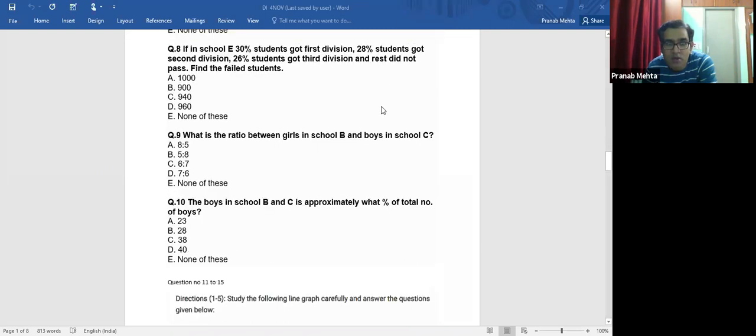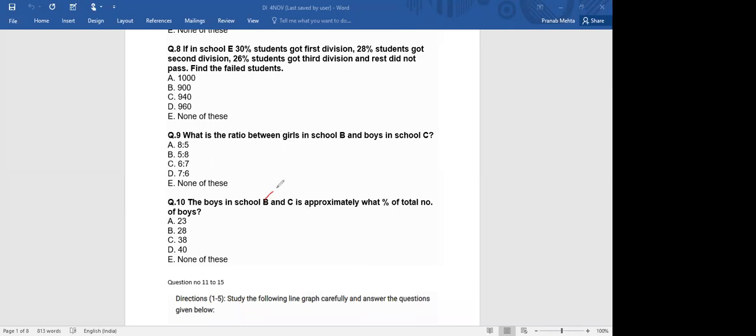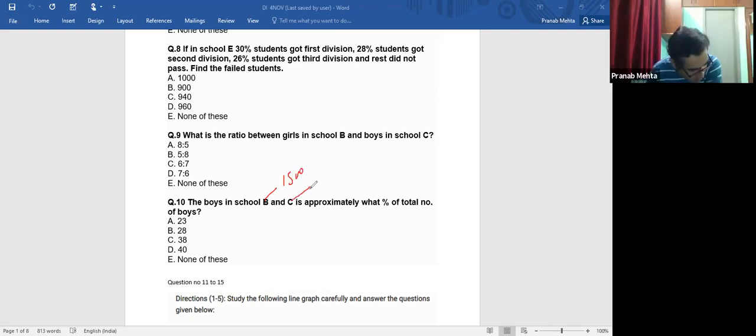Question number 10. The boys in school B and C is approximately what percent of the total number of boys? All right, boys in school B and C. So what are the boys in school B and C? Boys in B is 2,750, and boys in C is 1,250. So the boys in B and C is 2,750.